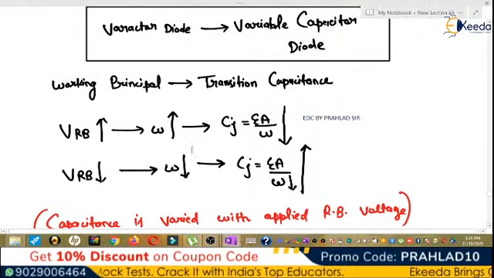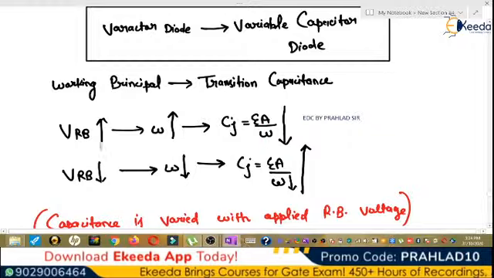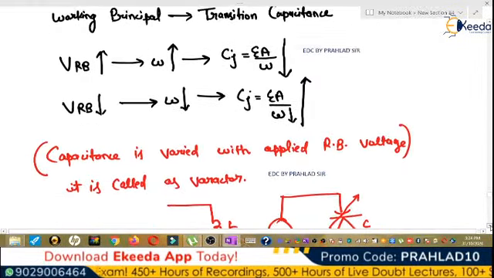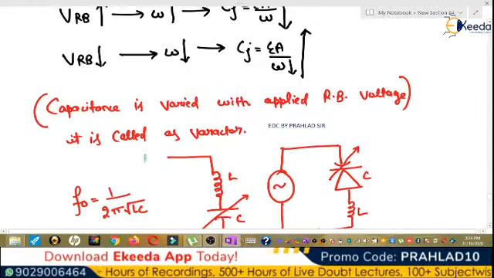When VRB increases, then W increases, then junction capacitance Cj, which is epsilon upon W, decreases. When VRB decreases, then W decreases, and the junction capacitance increases. So capacitance varies with respect to applied reverse bias voltage, and this is also called as varactor.